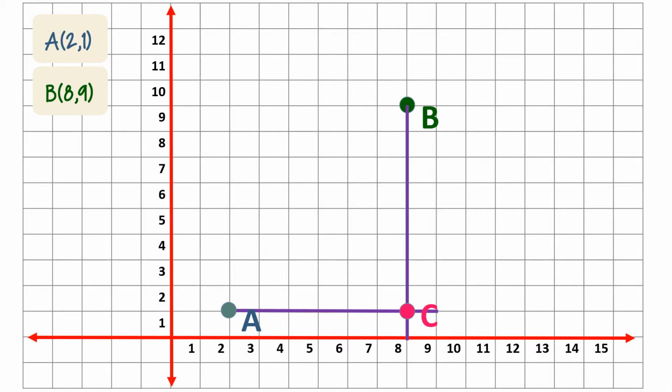And what is the coordinates of point C? Okay, point C is at (8, 1). Now, my next question is, how far is A from C? Yes, 6 units. Why? You can simply count: 1, 2, 3, 4, 5, 6 units. How about B from C? 8 units. Now, we can now create the right triangle by connecting point A and B.